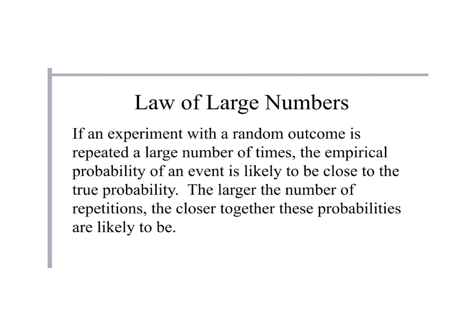And that right there is what's called the law of large numbers. So that's saying if an experiment with a random outcome is repeated a large number of times, about 100 at least, the empirical probability of an event is likely to be close to the true probability. The larger the number of repetitions, the closer together these probabilities are likely to be. So as we get into chapters 6 and 7, this law of large numbers is going to become increasingly important over those 2 chapters. So make sure this is clear and you understand this.